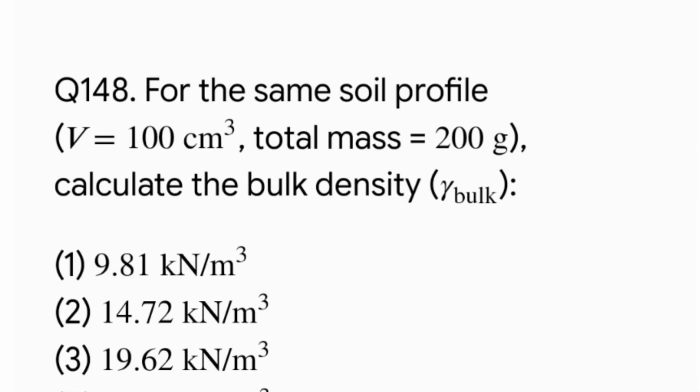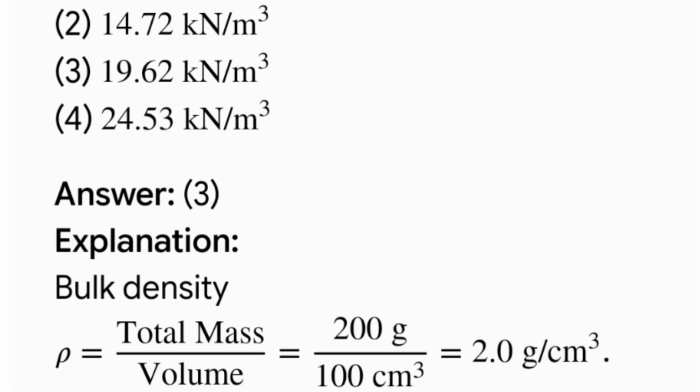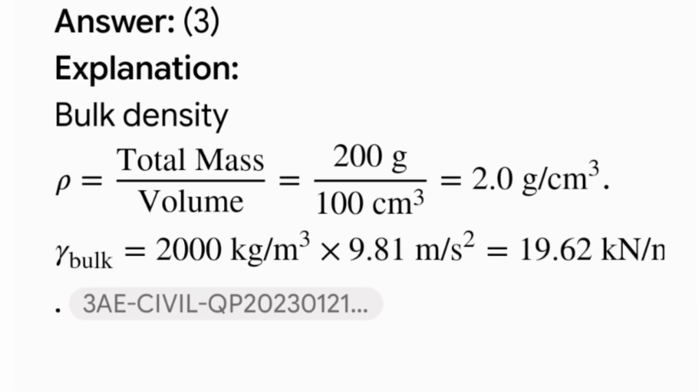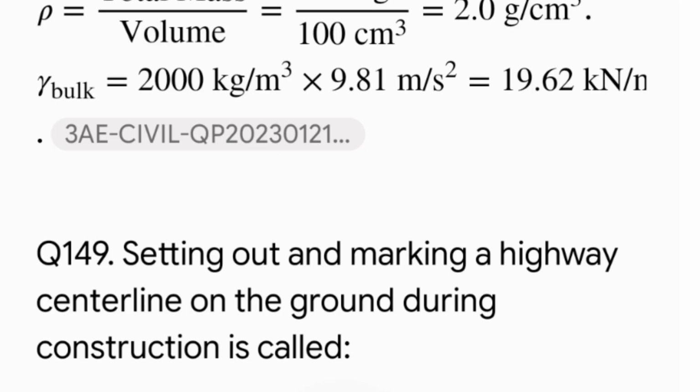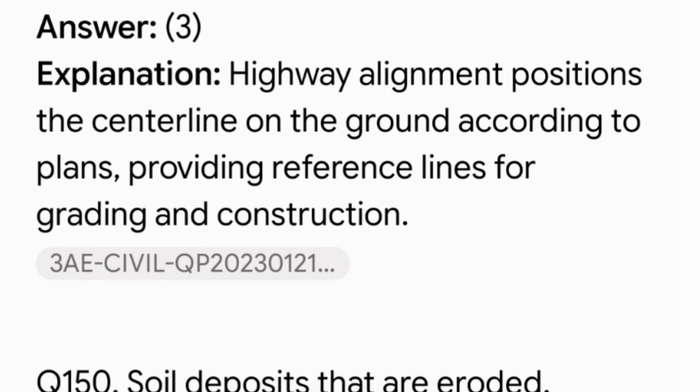Next question. For the same soil profile, V is equal to 100 cm³, total mass 200 grams. Calculate the bulk density. Correct answer option 3, 19.62 kN/m³. Next question. Setting out and marking a highway center line on the ground during construction is called. Correct answer option 3, highway alignment positioning.